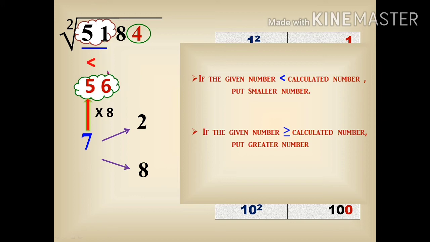Since 51 is less than 56, we are supposed to write the smaller number in 2 and 8, that is 2. So the square root of 5184 is 72. It's very easy, right? So next we are going to solve another problem also.